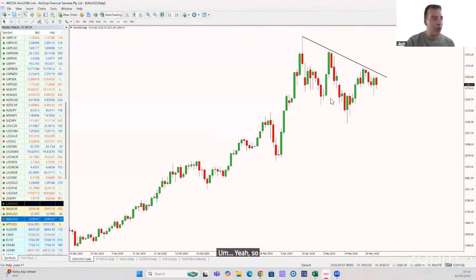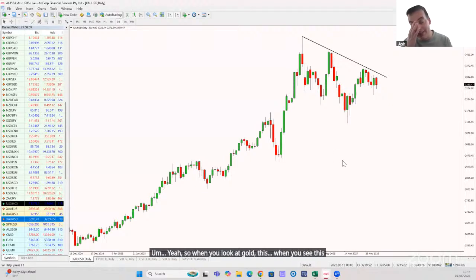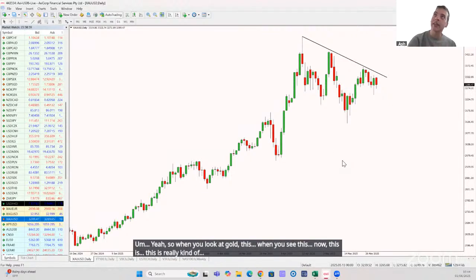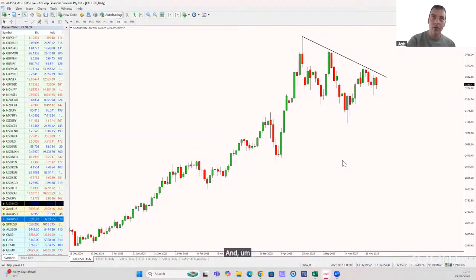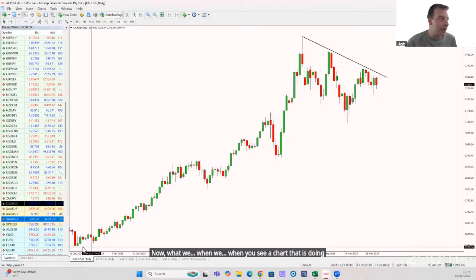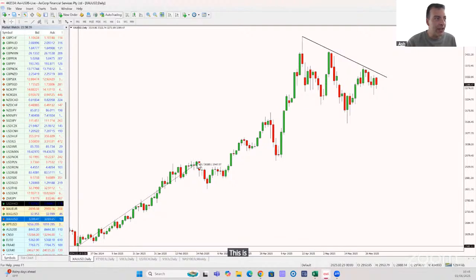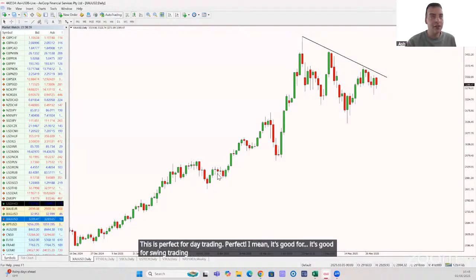Yeah. So when you look at gold, this is really the difference between day trading and swing trading. Day trading is what I define as taking positions throughout the day. And swing trading is when you buy a position or sell a position and hold on to it. Now, a chart that is doing something like this is perfect for day trading. I mean, it's good for swing trading, but there's no swings.